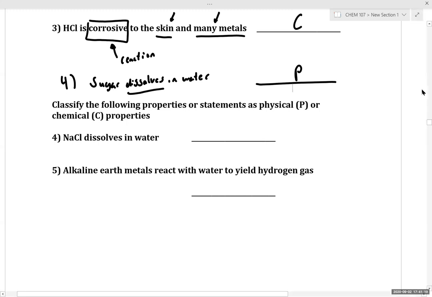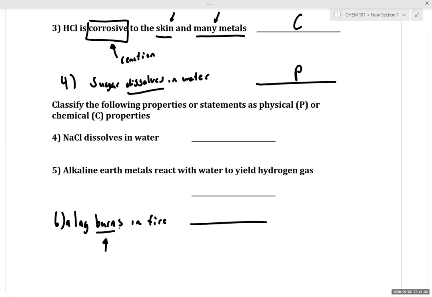I see in the chat we have a question, and we'll add this one to the list. So a log burns in a fire. We'll talk about this one, but burns is a key sign of combustion. The log is undergoing a reaction with oxygen. So when a log reacts, that would be a chemical change or a chemical property.